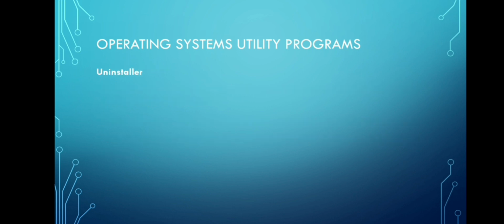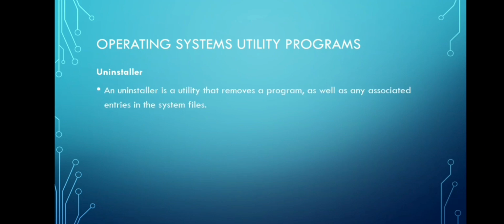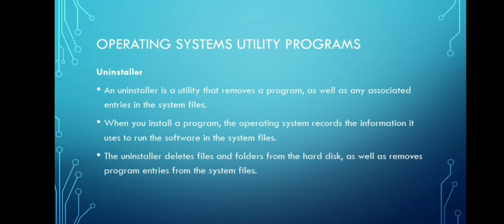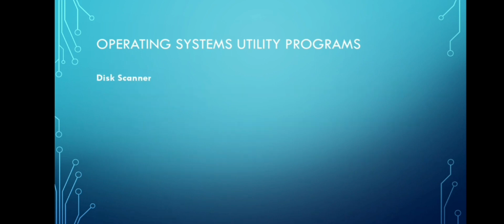The fifth operating system utility program is the uninstaller. An uninstaller is a utility that removes a program as well as any associated entries in the system files. When you install a program, the operating system records the information it uses to run the software in the system files. The uninstaller deletes files and folders from the hard disk, as well as removes program entries from the system file.